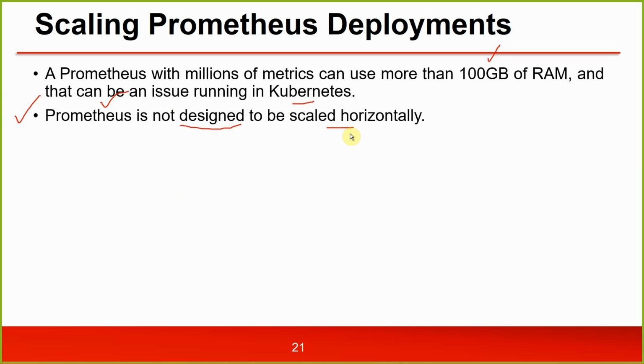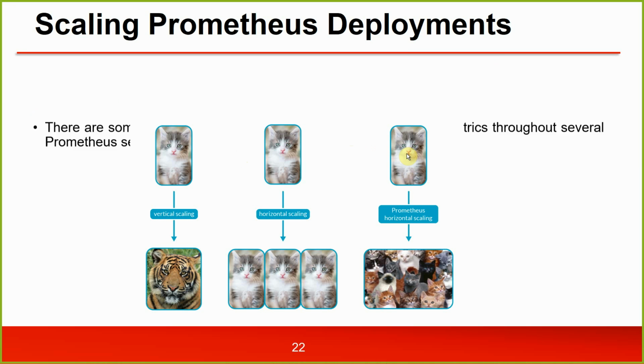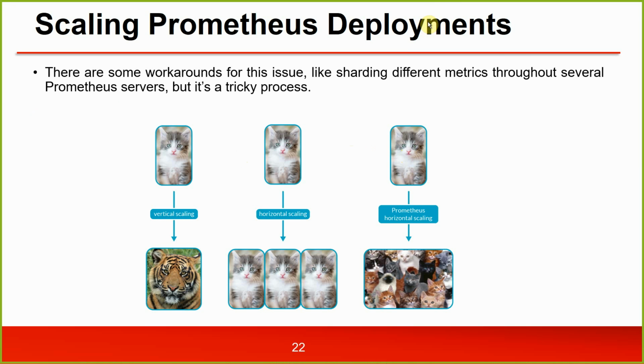If you want a workaround, what are the possible ways? Let's discuss that also. Once you hit the limit of vertical scaling, you are done. That's a major concern. There are some workarounds for this issue, like sharding different metrics throughout several Prometheus servers, but that's a tricky process.